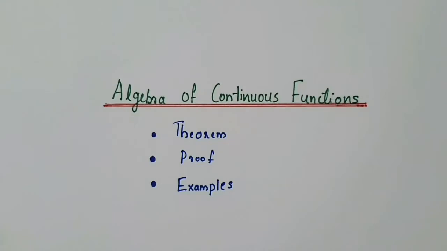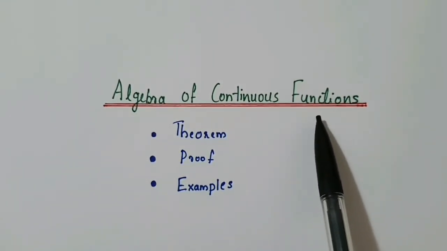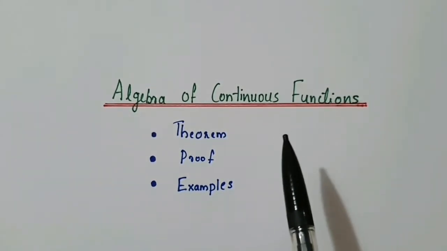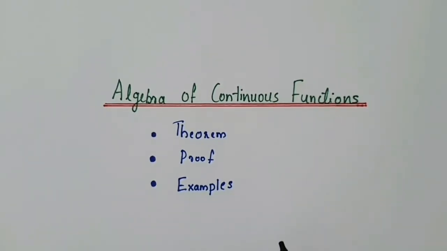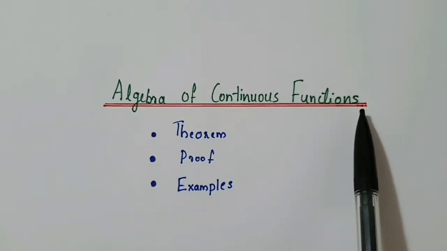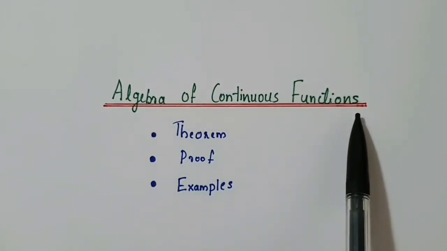In the previous video, we have discussed continuous functions, how a function becomes continuous at a point, discontinuous functions, and different types of discontinuity like jump discontinuity, infinite discontinuity and point discontinuity. Now, you know what a continuous function means. So today we are talking about algebra of continuous functions.